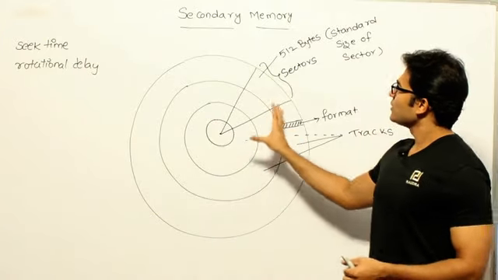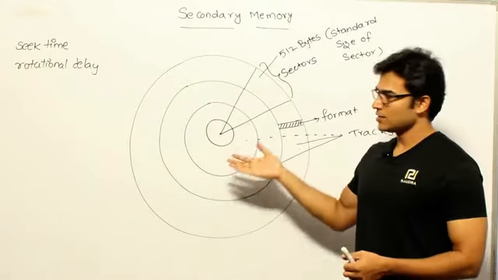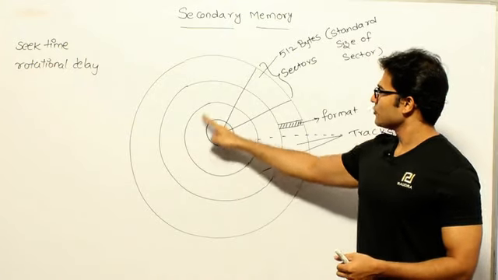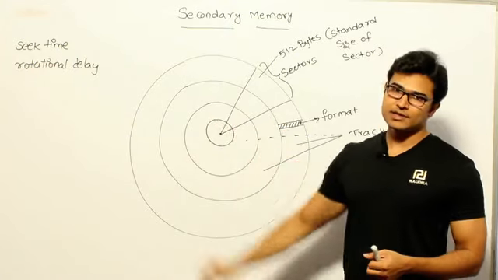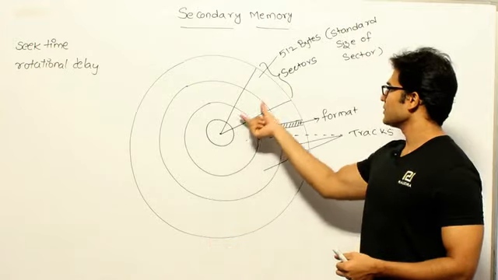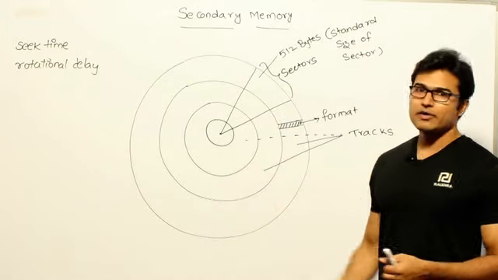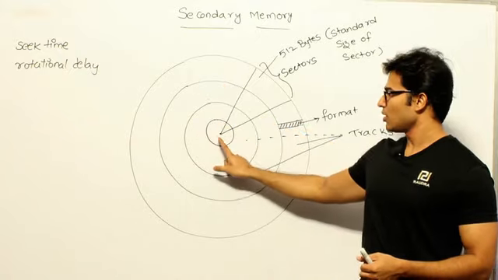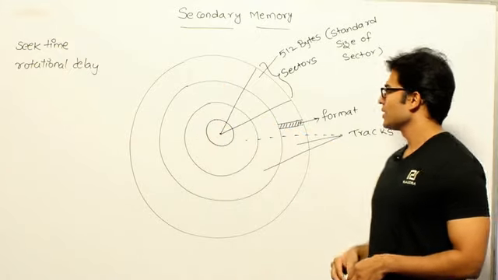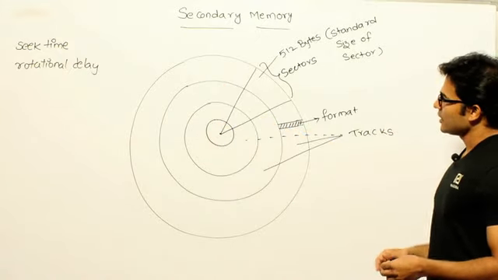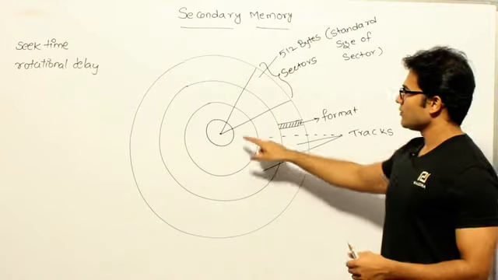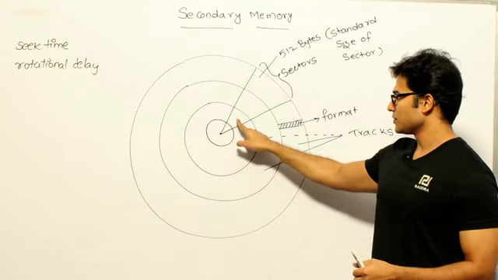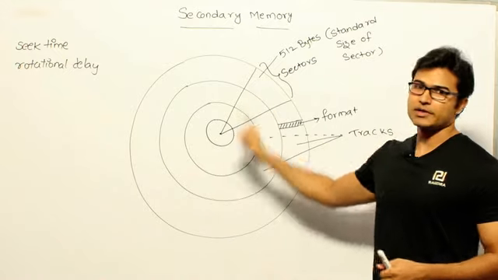So we are going to divide the entire disk, which is nothing but one surface of the disk, into various concentric circles, which are called tracks. If you see them, all the tracks are concentric, which means they all have the same center. And now, after dividing it into tracks, we are going to divide it into sectors. So this one is a sector, this one is a sector, this one is a sector, and this one is a sector.